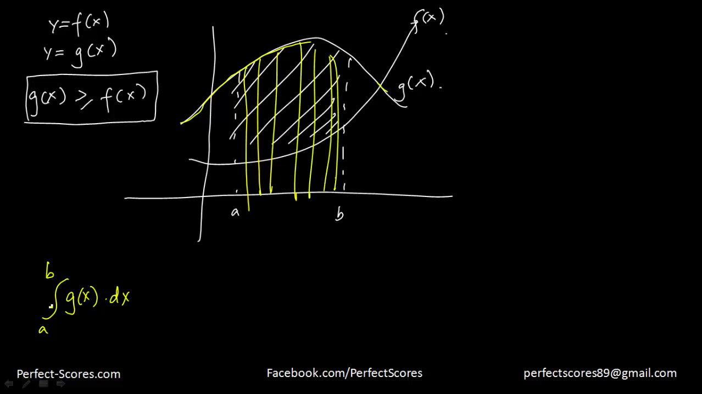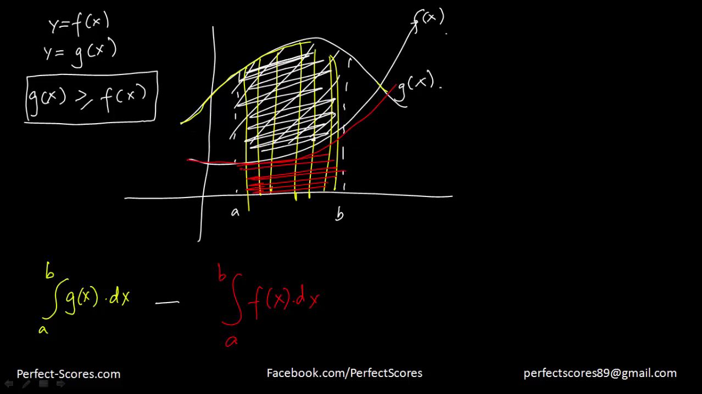And if I try to find this area, that is the integral from a till b of f of x dx, this will give me this area, because as you can clearly see, this is f of x. And if I subtract both the things, what will I get? I will get this area.